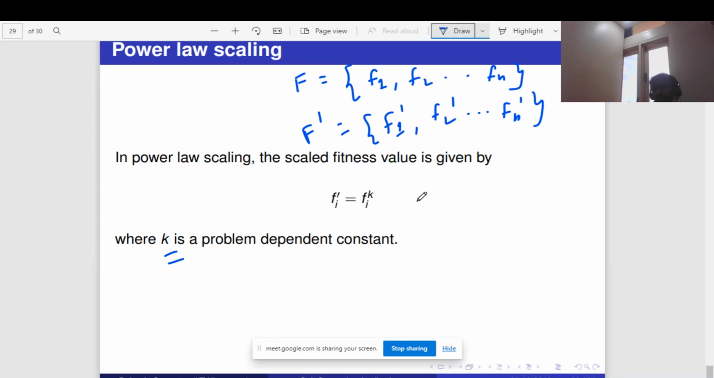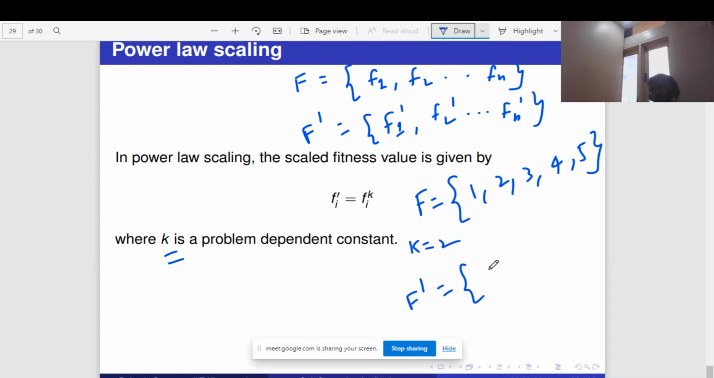For example, if F is equal to 1, 2, 3, 4 and 5, and k is equal to 2, then what will F dash be? 1, 4, and so on. Like this it is calculated. If k is 3, then it is to the power of 3.